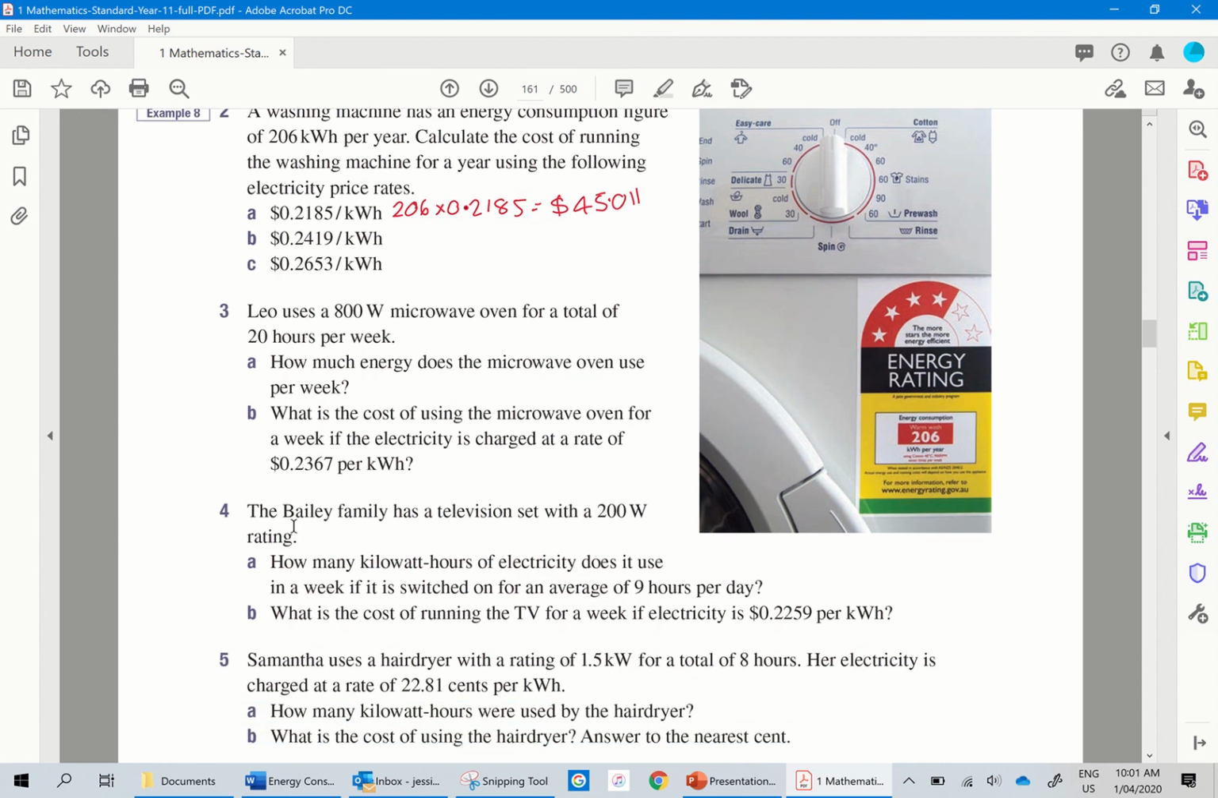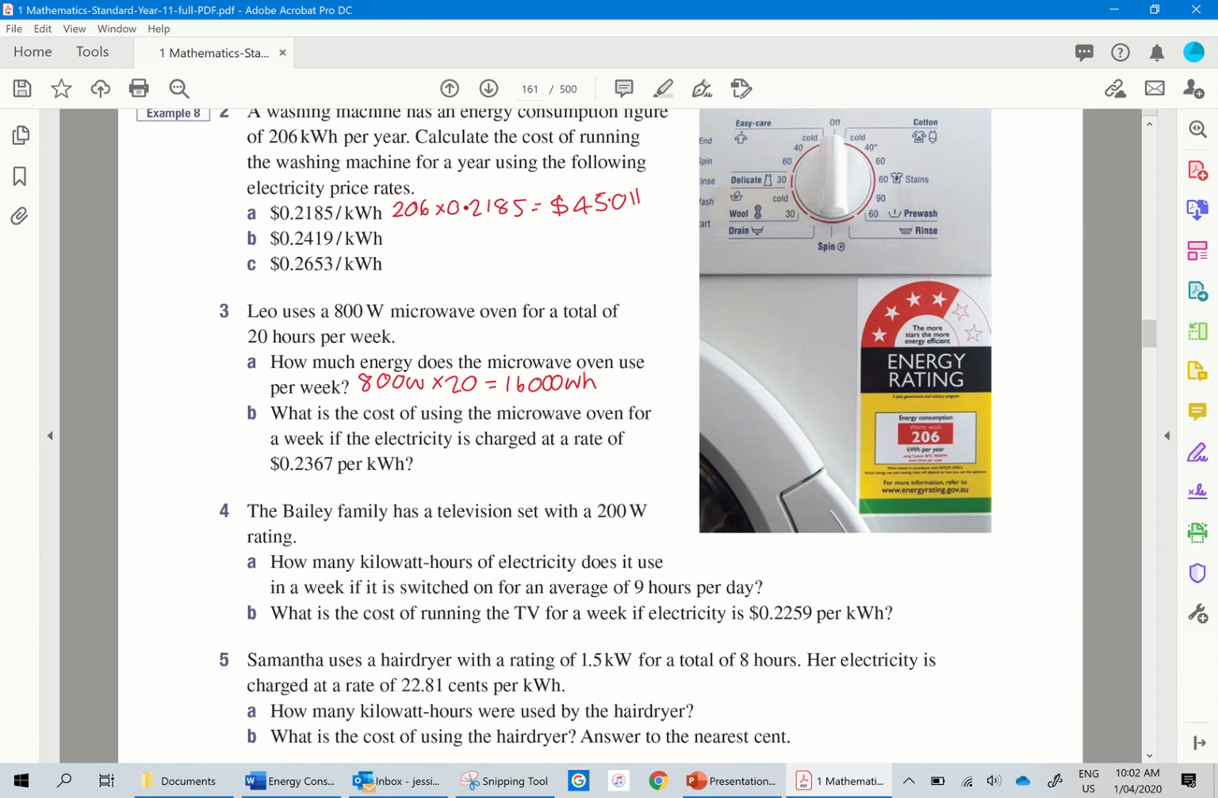Question 3, Leo uses an 800 watt microwave oven for a total of 20 hours per week. How much energy does the microwave oven use per week? Well, energy, so it's going to be 800 watts times by 20 because they use that for 20 hours, which gives me an answer of 16,000 watt hours.